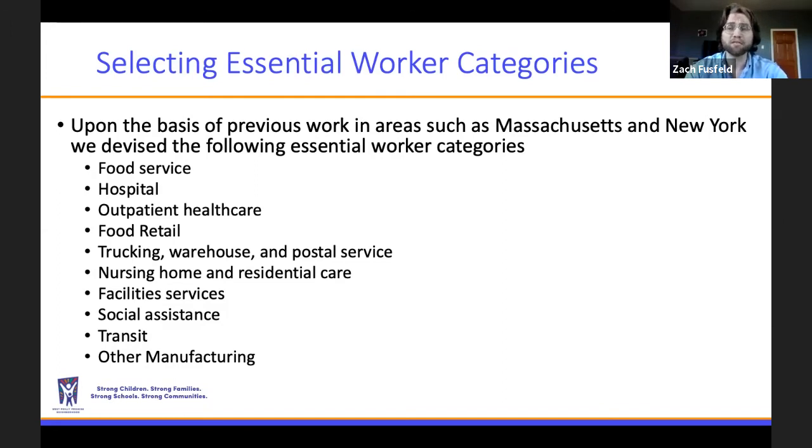And so upon the basis of this previous work and taking into account the differences in the way Philadelphia had established regulations around essential worker designation, we devised the following essential worker categories, which included food service, hospital workers, outpatient healthcare, food retail, trucking, warehouse, and postal service, nursing home, residential care, facility services, social assistance, transit, and other manufacturing.